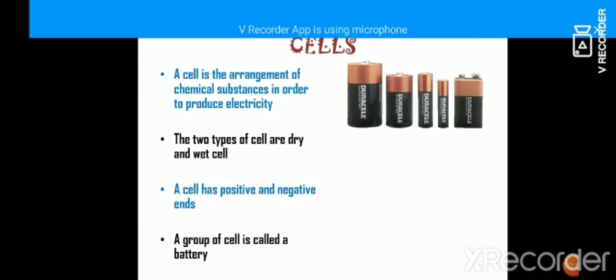We call this a dry cell. These batteries used for wall clock, for radio, for torchlight, are called dry cell batteries because there is a dry, powdery chemical substance in them, not liquid. It is this chemical substance that enables them to conduct what? Electricity. So we call them dry cell batteries.